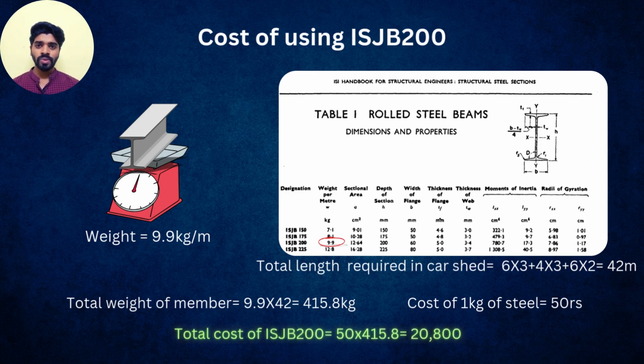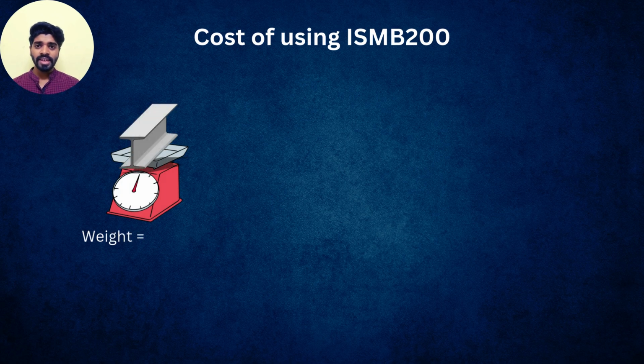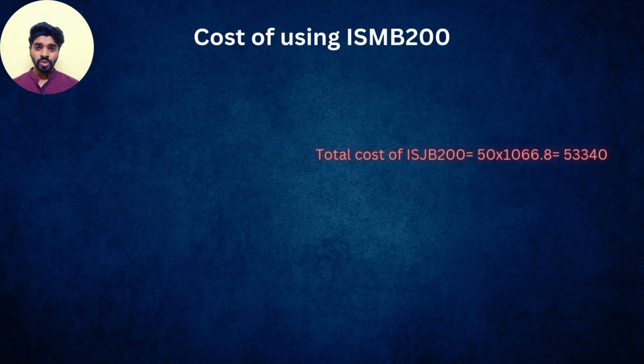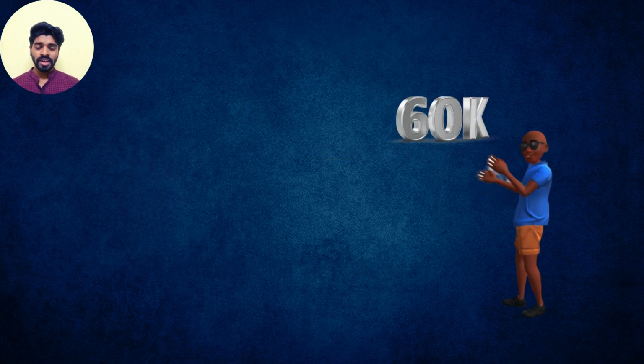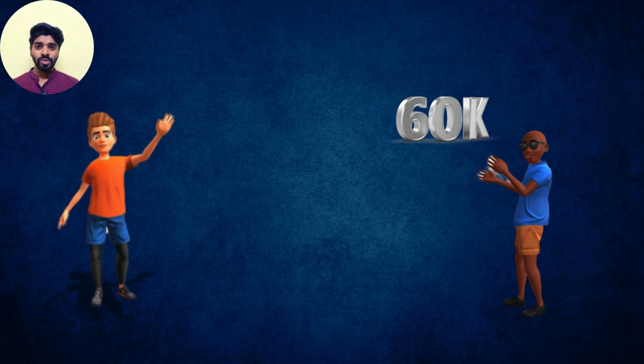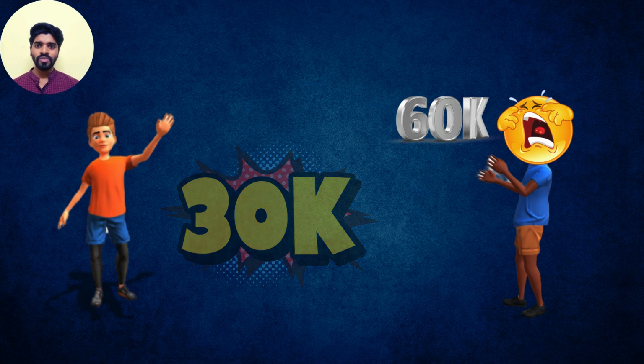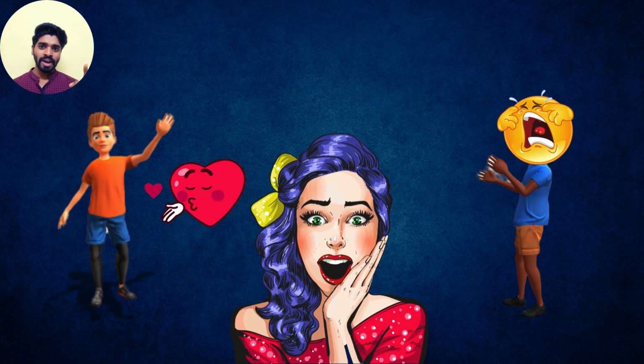And Gullu gets to know that the contractor is using ISMB 200. Let's check what is the weight of this member. In the Indian steel table, the weight of the member is 25.4 kg per meter. Hence, the total cost of the material will be around 42 into 25.4, that is 53,340. So the contractor quoted around 60,000 after considering his own charges of 6,000 over that. That is why Gullu quoted around 30,000 so that he can take his own charge of 9,000 from it. So Gullu is a very smart engineer.